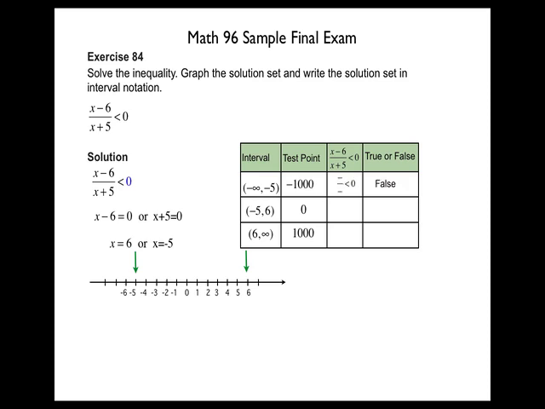So in the first case, if you were to substitute x is equal to -1000 into the expression, you would have a negative over a negative. Is that less than 0? That's false, because we know a negative divided by a negative is positive. Substituting 0 in, we would get a negative number divided by a positive number is less than 0. That's true. And finally, substituting 1000 in the inequality, we get a positive number over a positive number is less than 0. That's false.